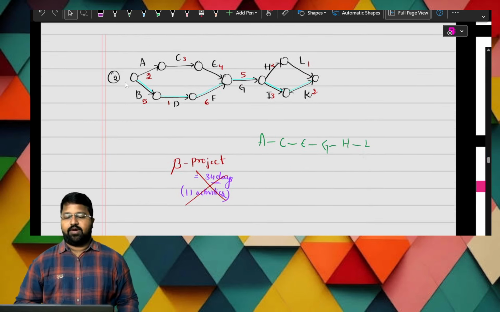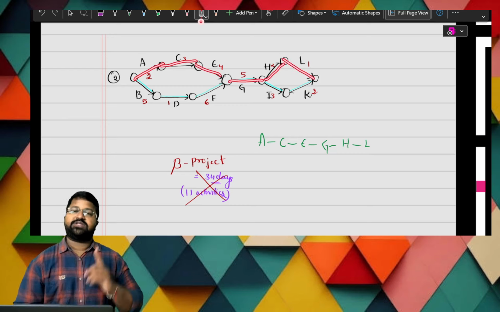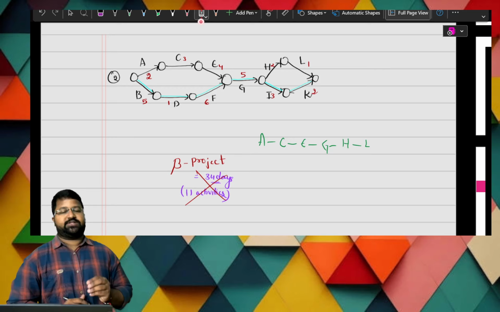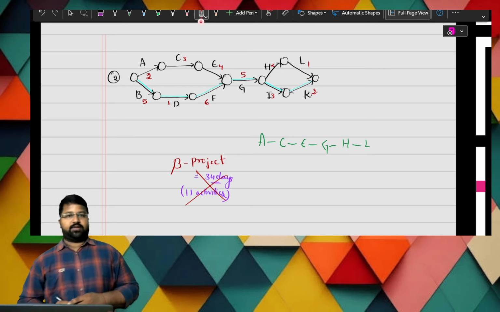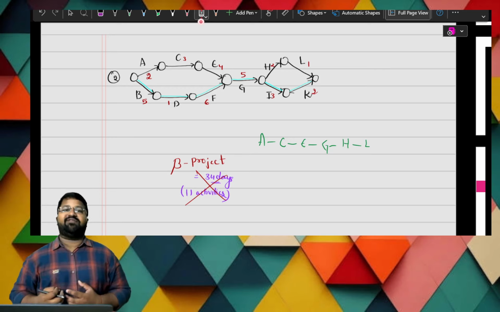I'm repeating again: from A, we are going to C, from C to E, from E to Z, and from Z to H, H to L. This is one path. Next, after writing down the path, let us write all the possible paths, and after that we can find the duration.